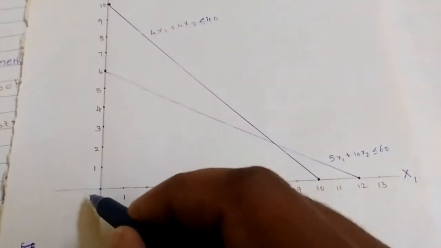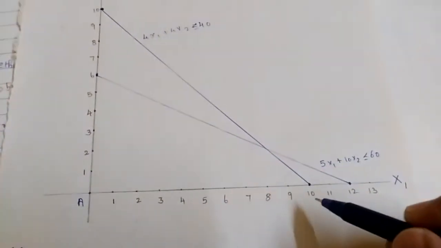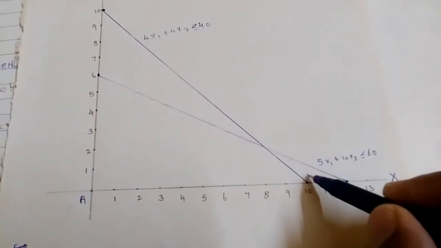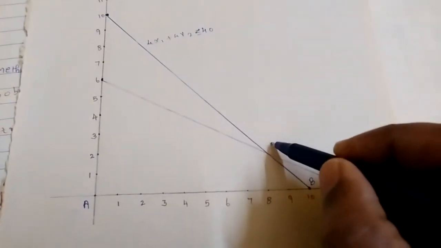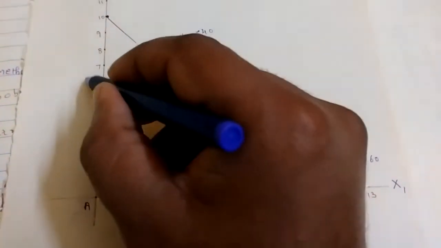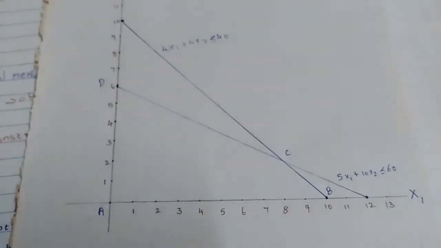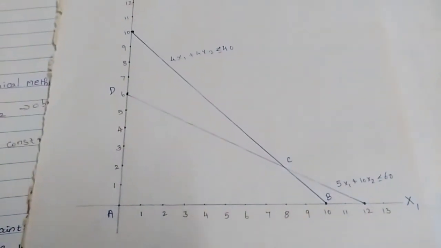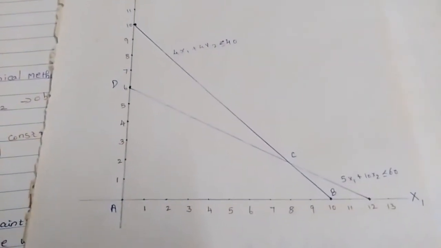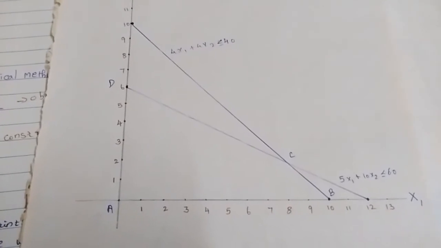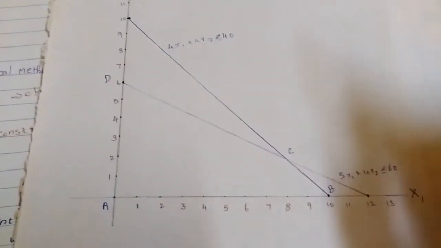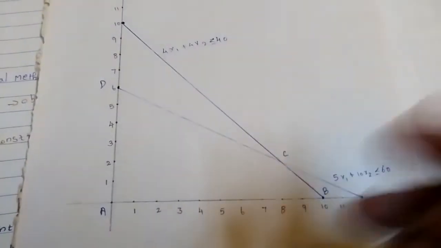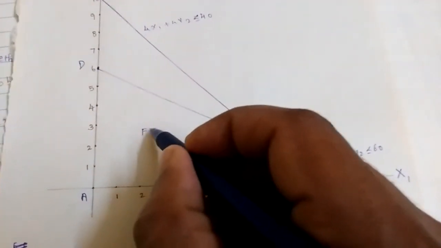Mark the points from the origin. This is A, one of the corners, this is B, the second corner, this is C, the third corner, and this is D. This is the closed polygon, and from each of the corners you are going to get the values of the objective function.